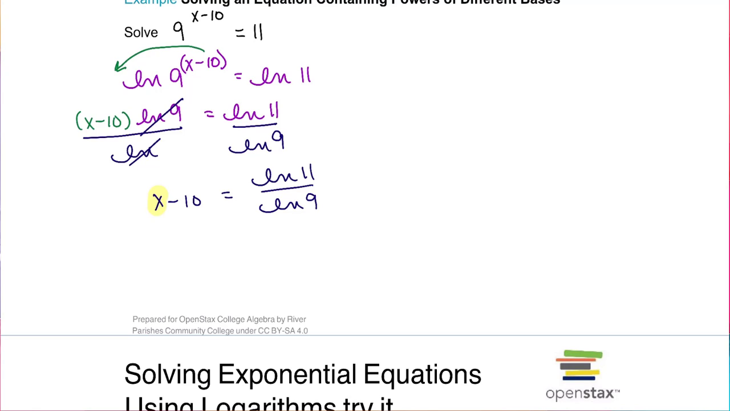So what would you normally do? You would add 10 to both sides. So the answer is ln of 11 over ln of 9 plus 10. And honestly, depending on how you work it, you could make it look all kinds of different ways. There are all kinds of different formats you could end up leaving it as.